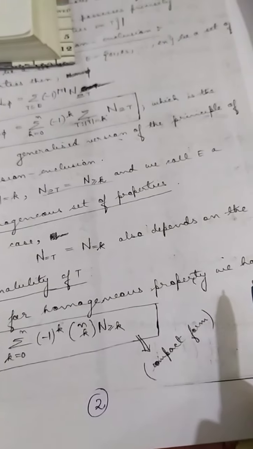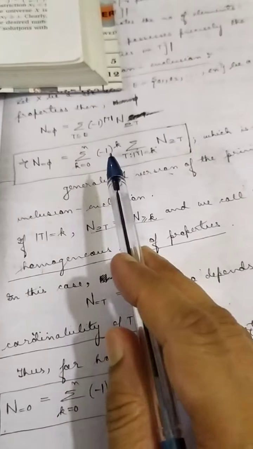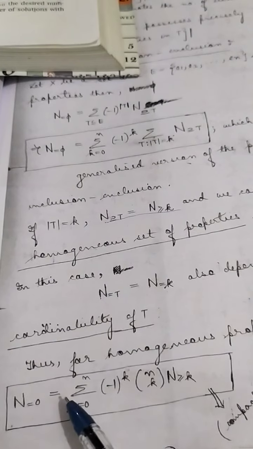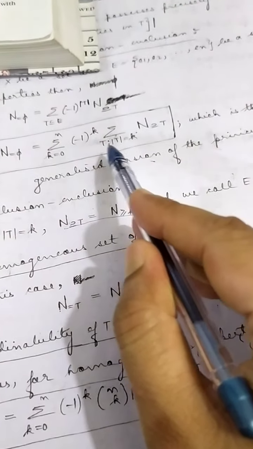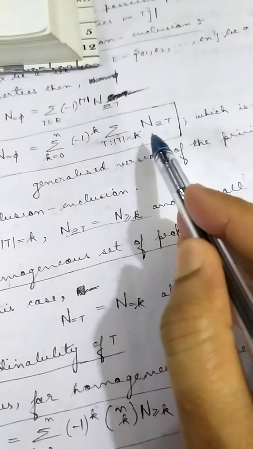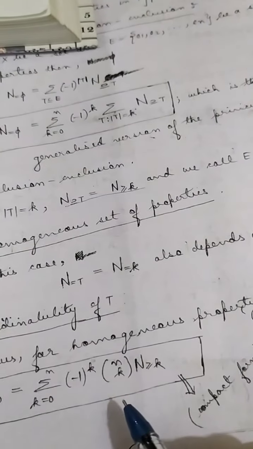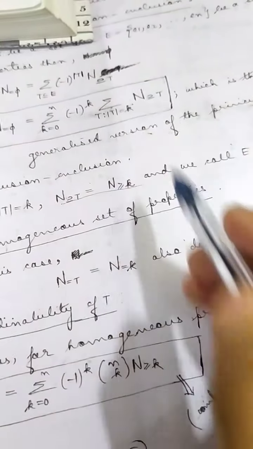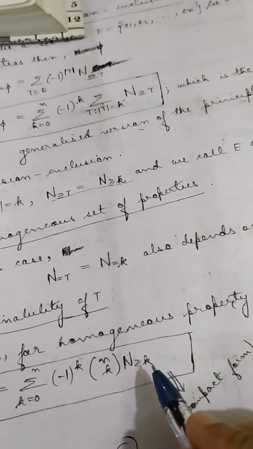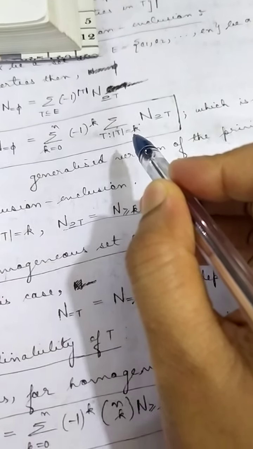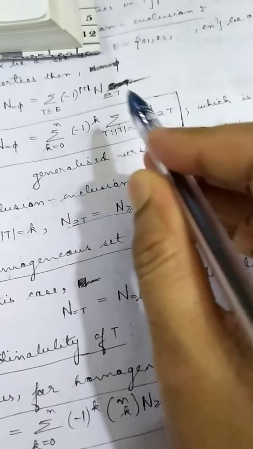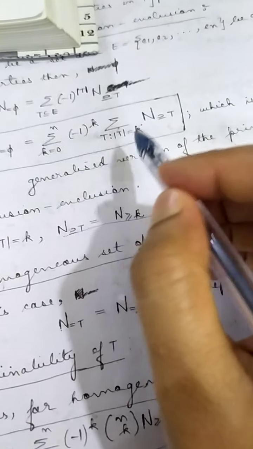Thus for the homogeneous property we have this part. So this expression can be written as the sum for n equal to 0, k from 0 to n, minus 1 to the power k. But here you can observe this summation sign is nothing but n choose k, n is greater than or equal to k. So this summation sign means if I consider k equal to 0, this will give the first part, but k is equal to 1.